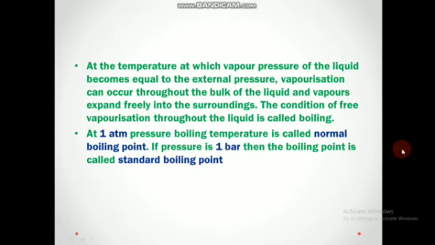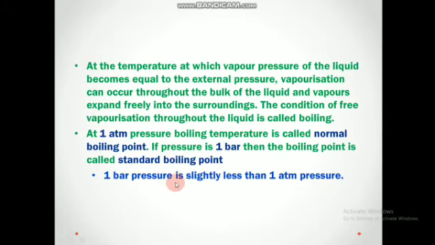At 1 atm pressure, the boiling temperature is called the normal boiling point. So if we are considering 1 atmospheric pressure, the temperature which is needed for boiling is known as the normal boiling point of a liquid. But if we are taking pressure in bar and we are taking 1 bar pressure, then the temperature which is needed for boiling is known as the standard boiling point. So in one case we are considering atmospheric pressure, and in the other we are considering bar. That's all.